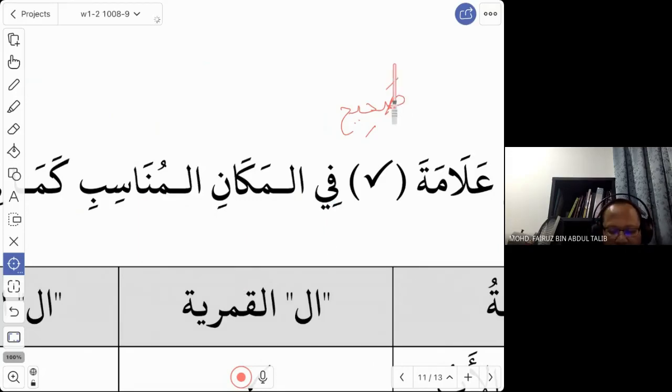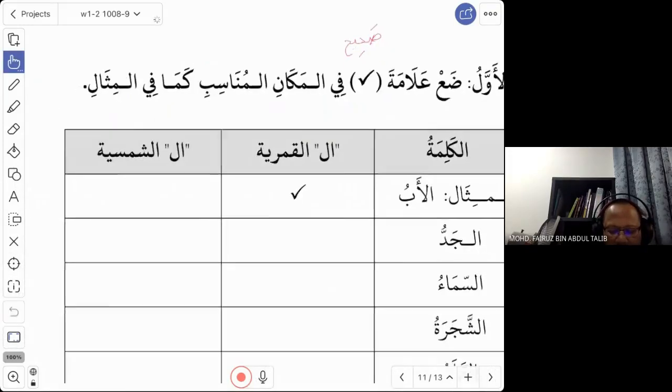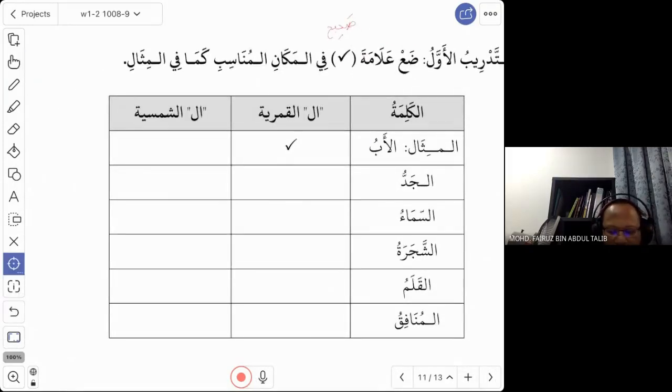Okay, so they give you these columns. They give you the words, kalima. They give you two columns for alif lam al-Qamariyyah and alif lam as-Shamsiyyah. So you look at the word, you go through the word, and then just tick here whether it is Qamariyyah or Shamsiyyah. And of course, you have to read that word. Then only you know whether this is Qamariyyah or Shamsiyyah. Kama fil misal, as in this example. The word al-misal means example.